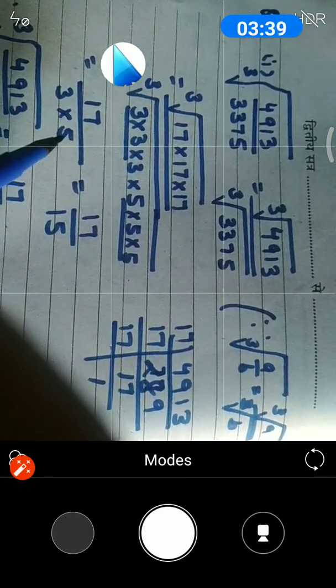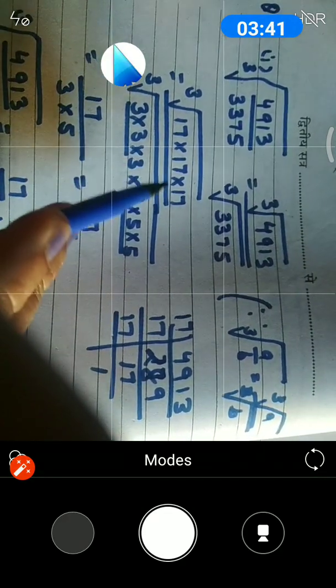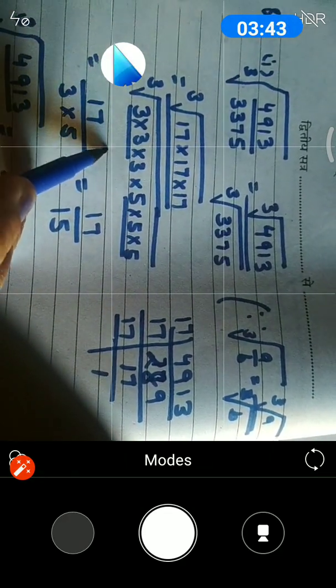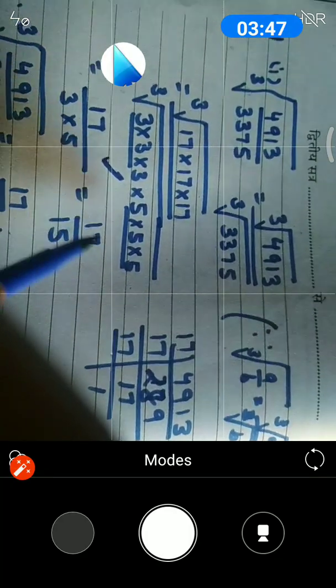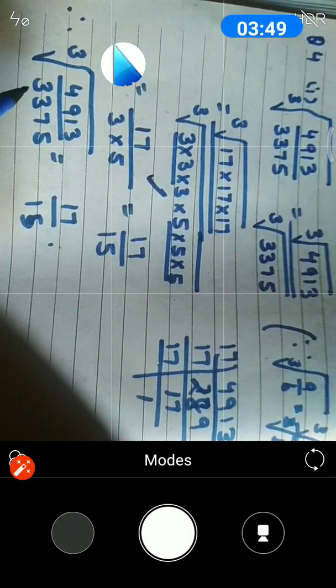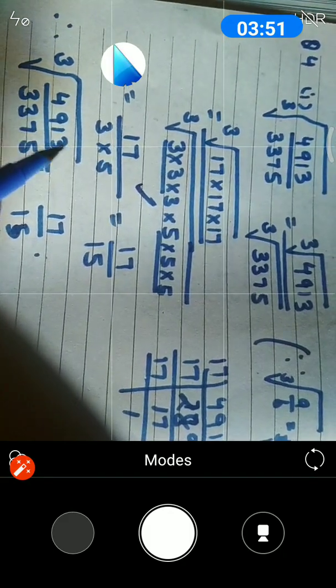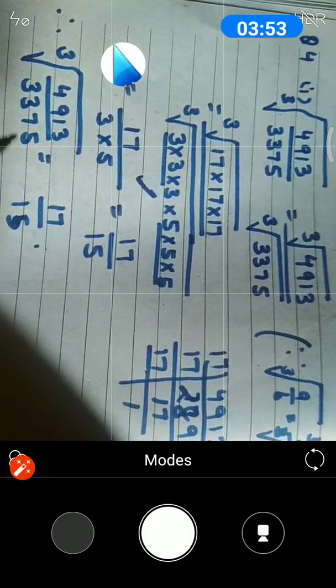So 3 into 5, we take one factor from each triplet. So 17 we have taken. Then from this triplet we have taken 3 and this 5. So 17 upon 15. So the cube root of 4913 by 3375 is 17 by 5.